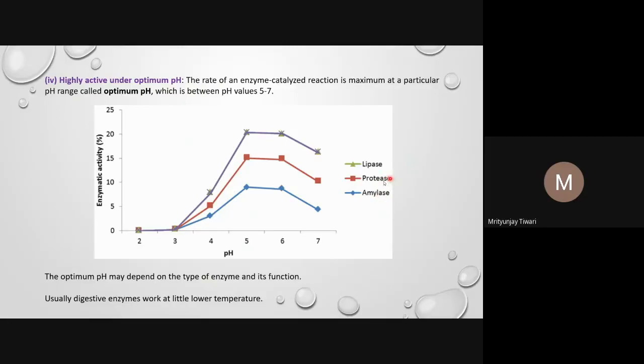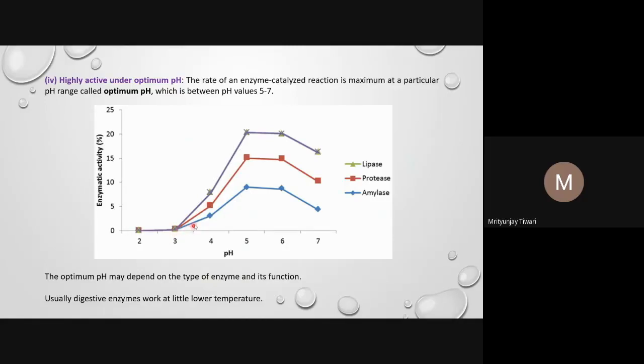So proteases and amylase are classes of enzymes. There are many enzymes that are proteases, and there are many enzymes that work as amylase. Usually, as you can see in this graph, at very low temperature, enzyme activity is almost zero.